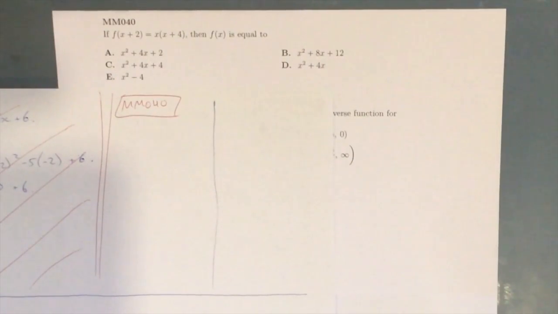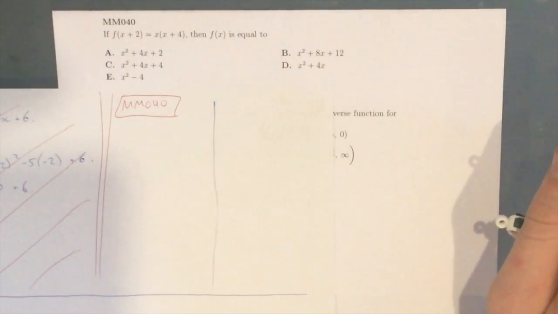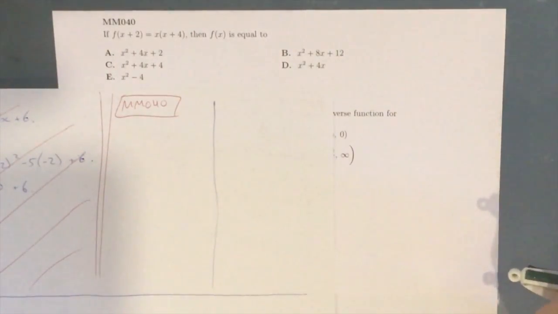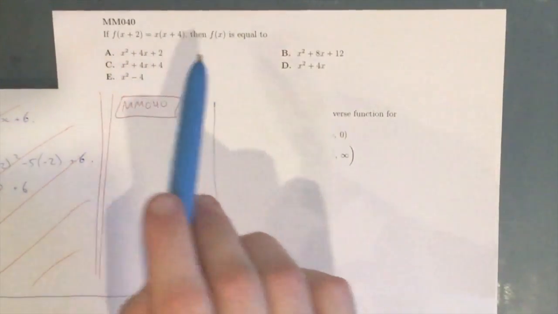One way is a bit of a hack way, and I'm not going to show you that way because it's very difficult to explain why it works, and it won't actually show you the deeper understanding of the question. So the way that I'm going to show you is a little bit long, but I think it will help you understand what's actually going on. So we know that f of x plus 2 equals x times x plus 4.